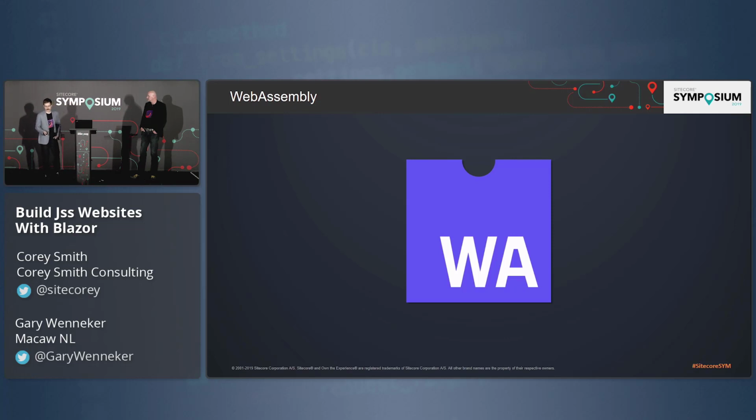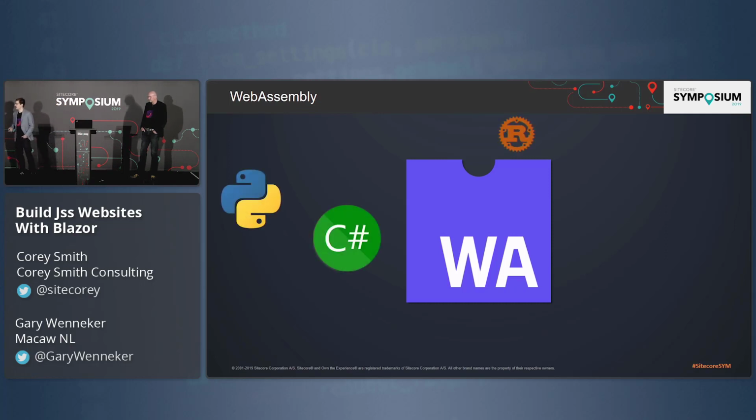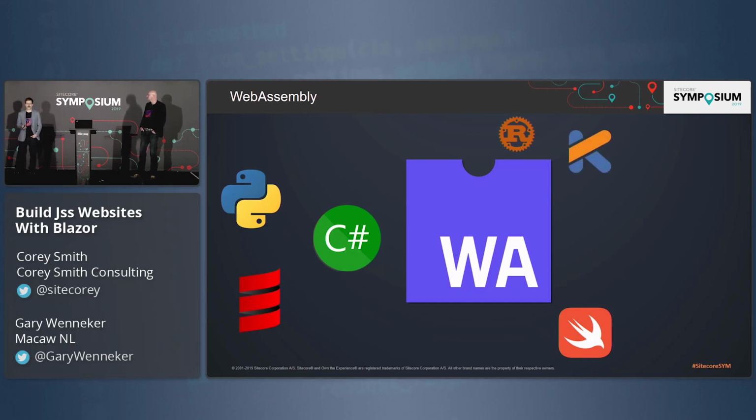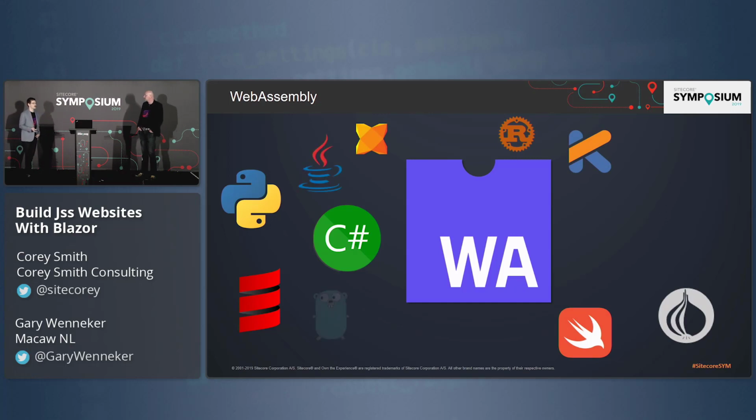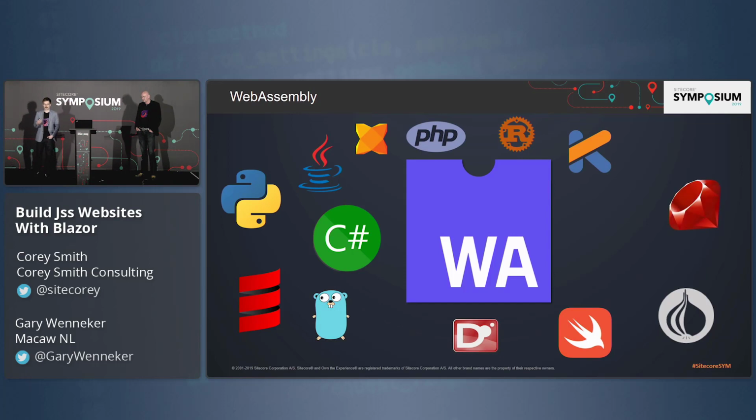So WebAssembly is a new open standard. It's basically a new portable execution format that allows you to run almost any language in the browser at native speed. So you can see there are a lot of languages popping up here on the screen. Each one of these right now has some kind of WebAssembly support. Might be kind of prototype support, or it could be more mature like with C# and Blazor.